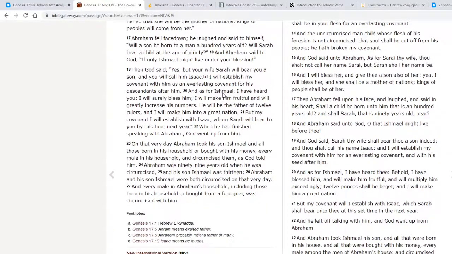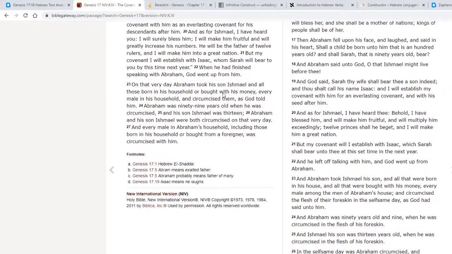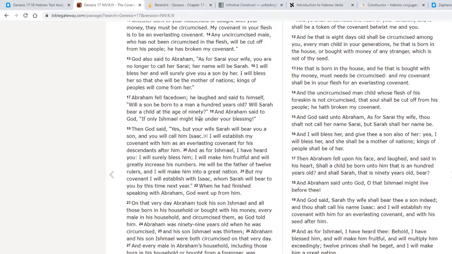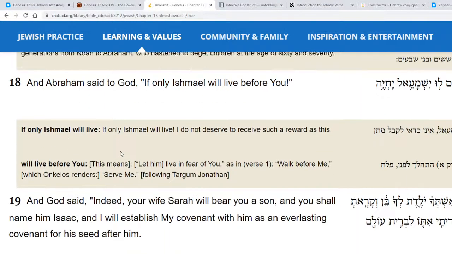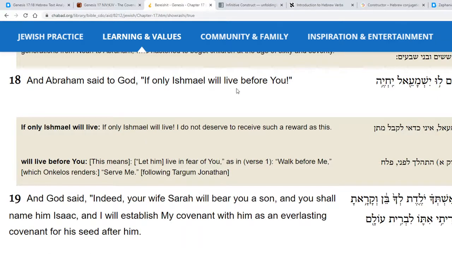Let's look at what King James says in verse 18. And Abram said unto God, "Oh, that Ishmael might live before thee." Yeah, I'll agree with that. NIV: And Abraham said to God, "If only Ishmael might live under your blessing." Not sure about that. I prefer the King James there. Chabad: And Abraham said to God, "If only Ishmael will live before you." Yeah, that's what I like.